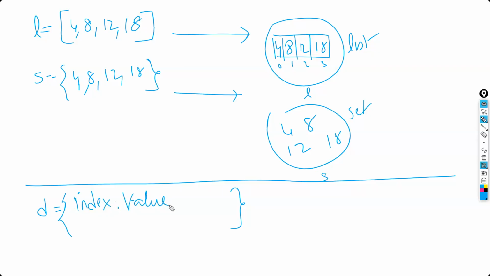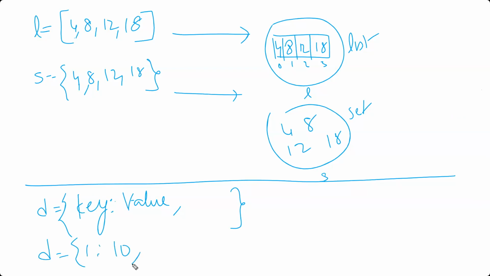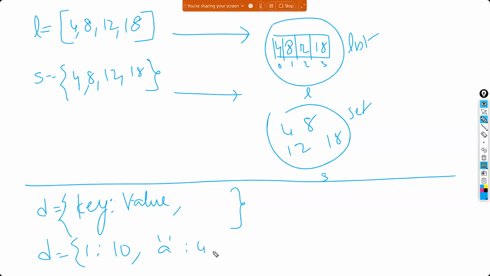So 4, 8, 12, 18 are called items. In the same way, we have items here too, but we write each item as index colon value. That index is also called the key, so these are called key value pairs. Everything should be a key and a value. For example, one key is 1 and its value is 10. Next I write key A, and its value is 40.